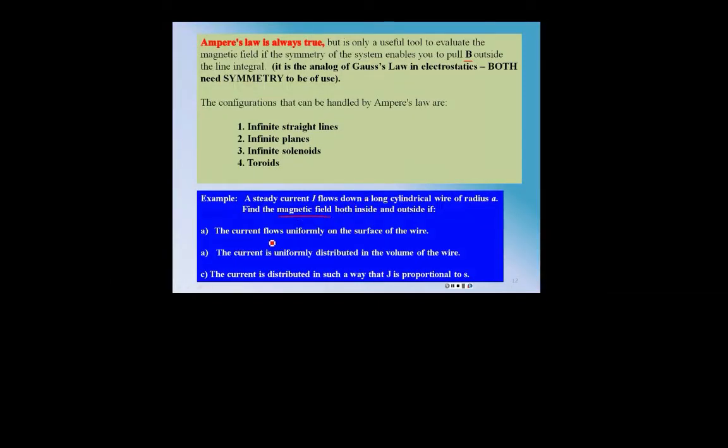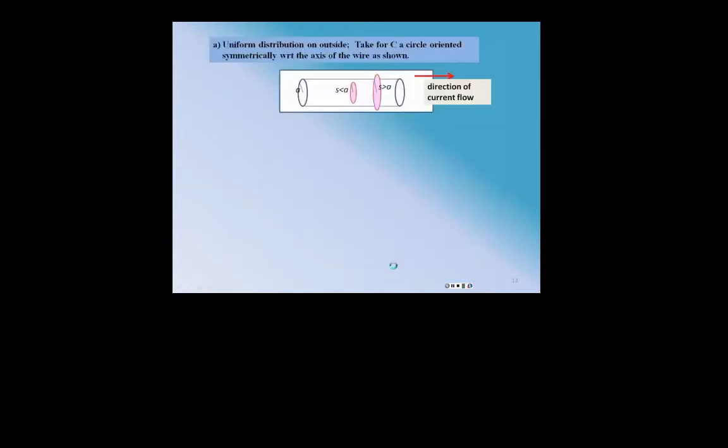The current flows uniformly on the surface of the wire. The current is uniformly distributed in the volume of the wire. And then the current is distributed in such a way that J is proportional to the radius s. Okay, so we'll take the case of the surface current.